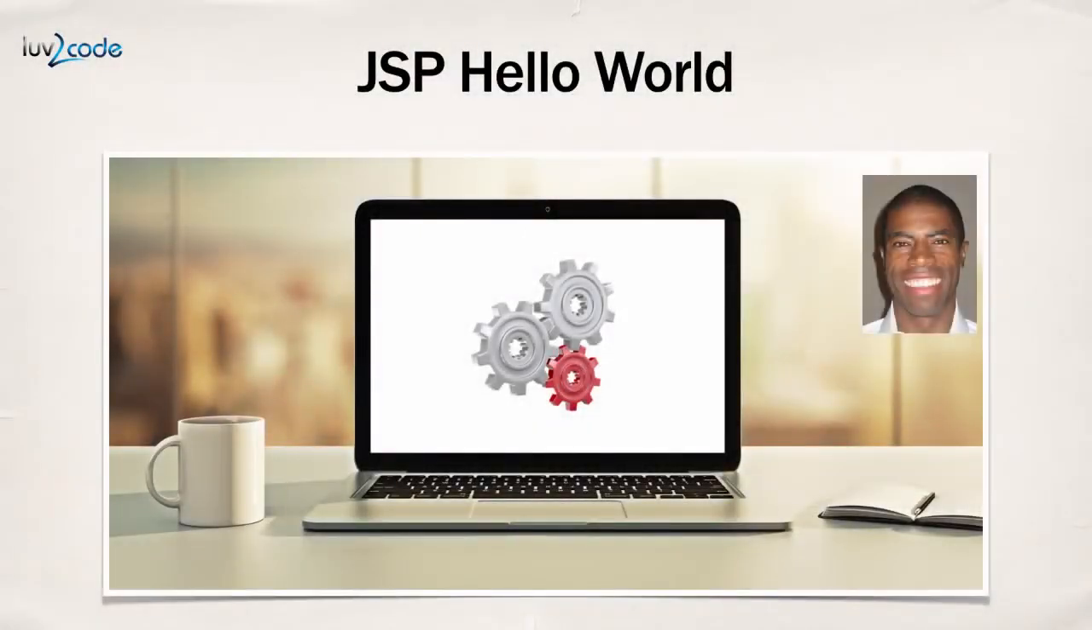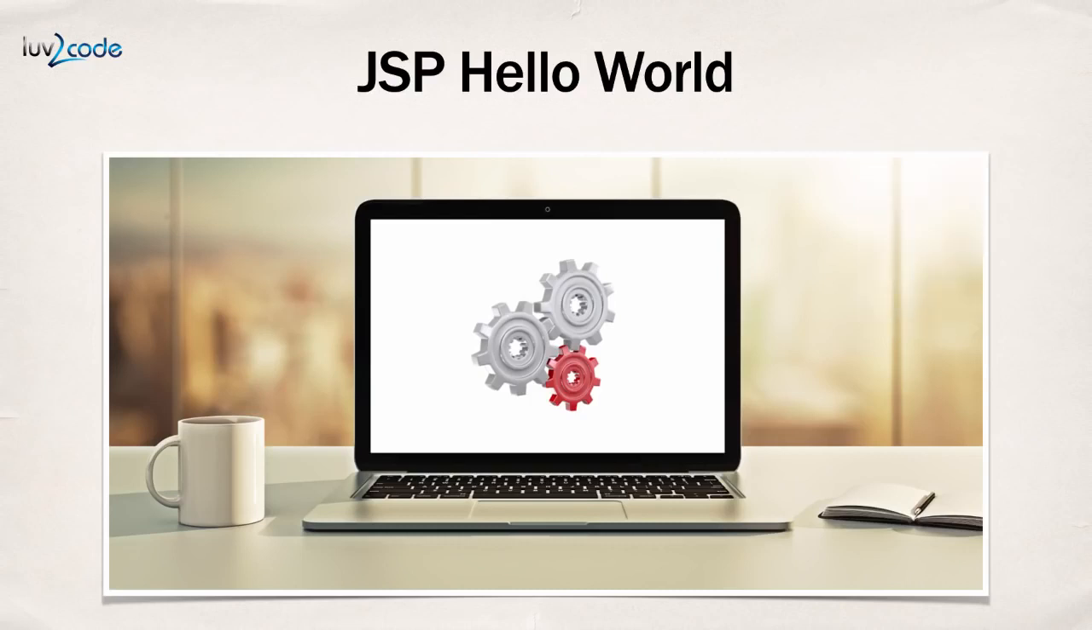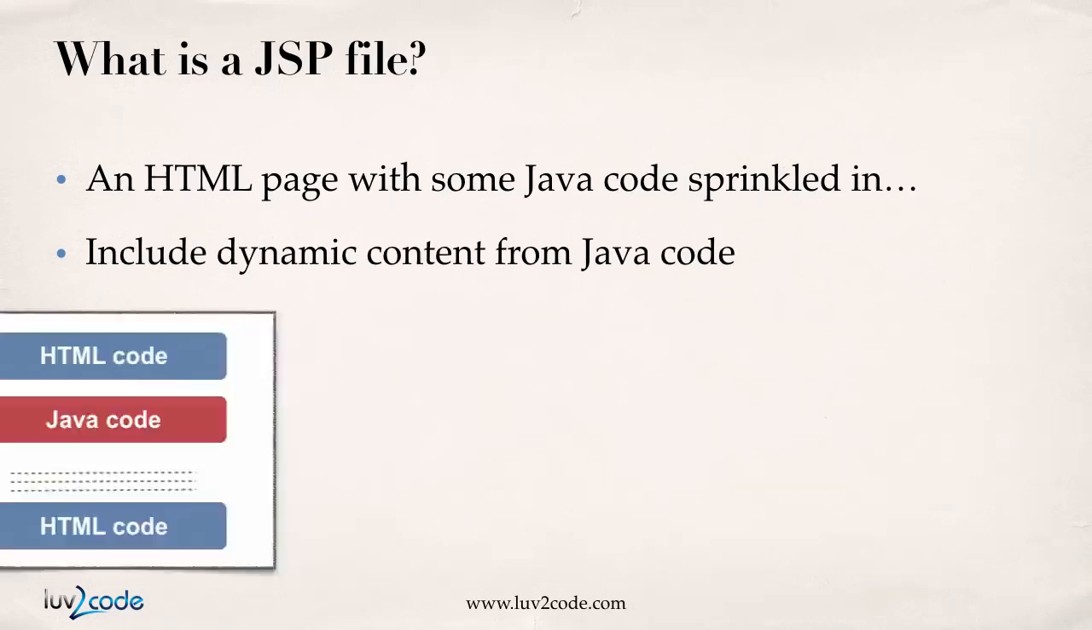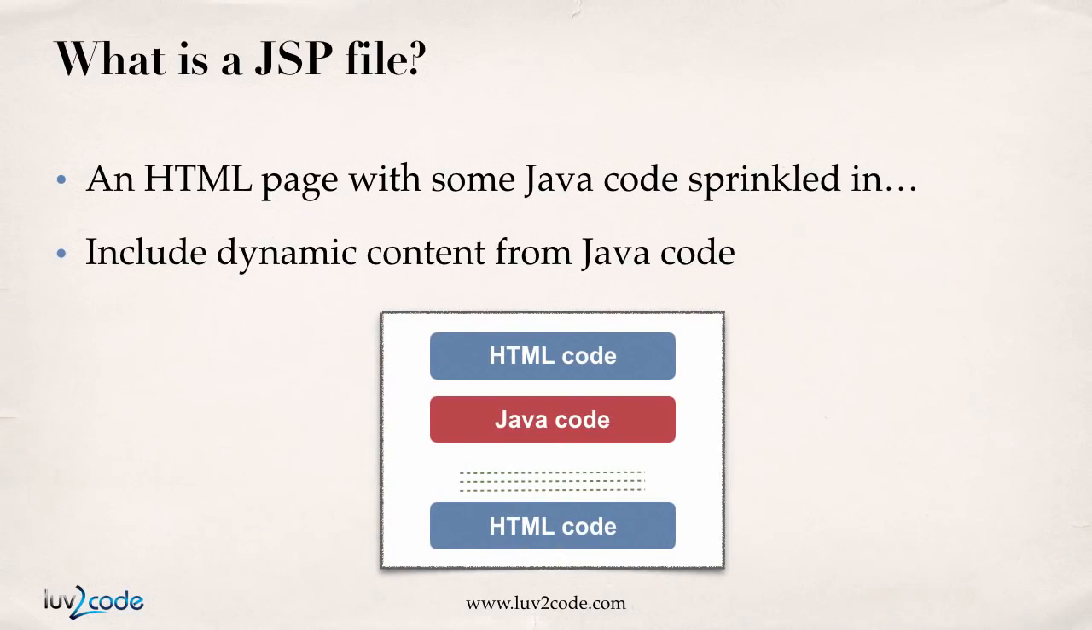Hey, in this video, I'm going to show you how to create a Hello World program with JSP. So the common question is, well, what is a JSP file? Well, a JSP file is simply an HTML page with some Java code sprinkled in, and it basically gives you dynamic content that you can include in your page.